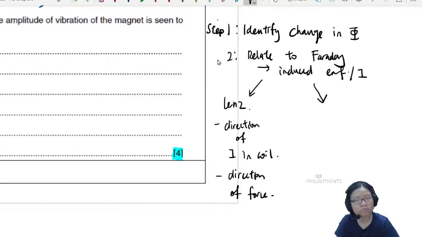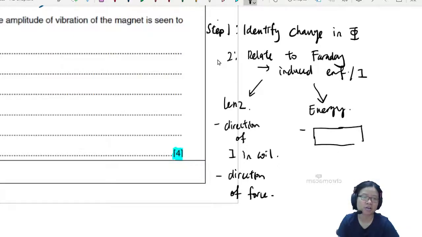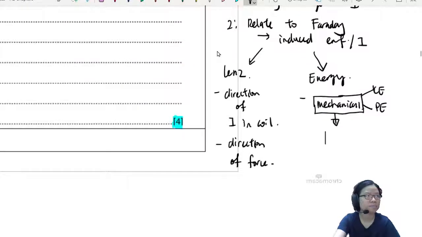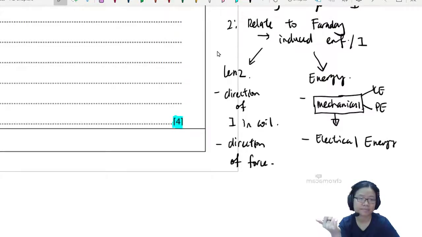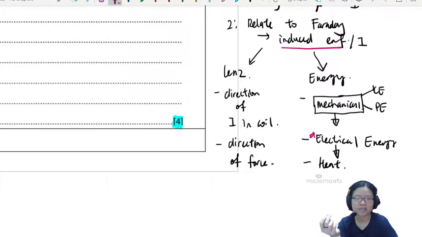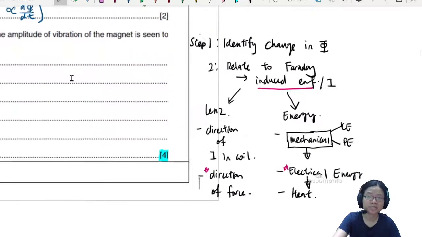But another way that we can go is the conservation of energy route. For this, you could say that there is some other energy, normally kinetic or a combination of kinetic and potential. I will call this mechanical, which is KE and maybe PE. It will convert to electrical energy. That's why we call this induced EMF. And of course, eventually it will become heat or thermal energy dissipated. The induced EMF or electrical energy will cause a force to act on the conductor. So where we go very much depends on the question and what you're trying to explain.